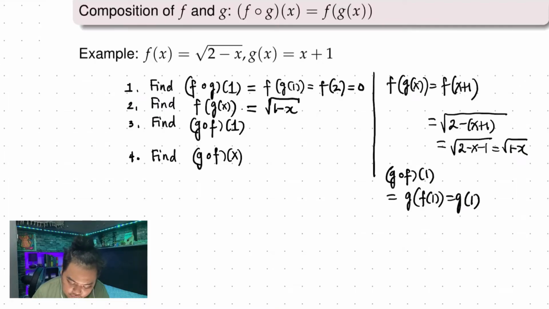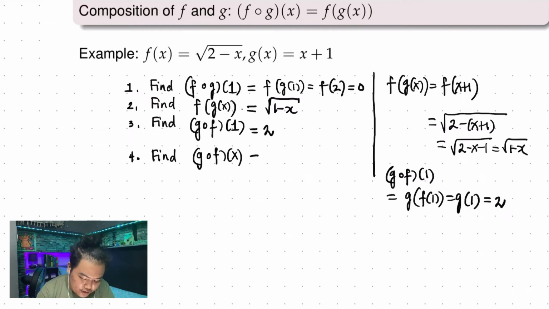And what is g of 1? G of 1 is 2. Pareha ba ito? Hindi sila pareha. So, ang moral ng story, hindi pwedeng pagbaliktarin yung nandito. Okay, kailangan ganyan lang yung order nila. Hindi commutative. Okay, bawal magbaliktad.